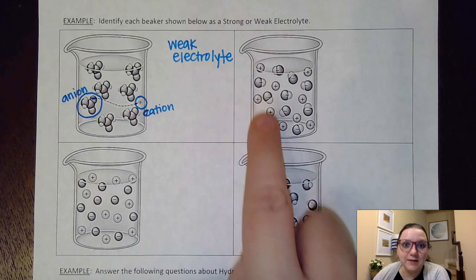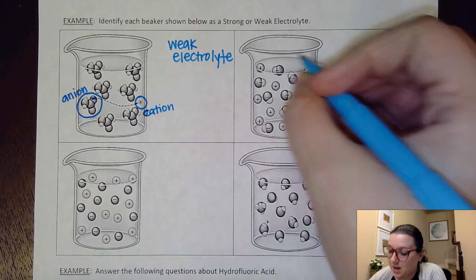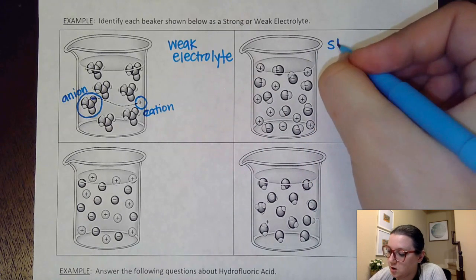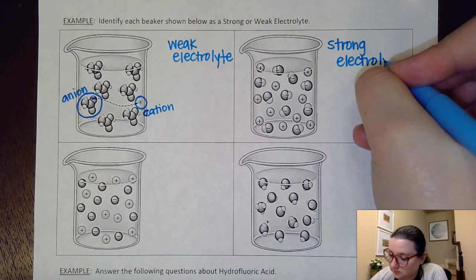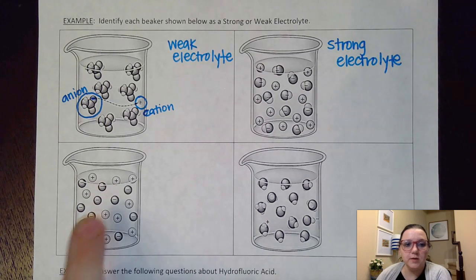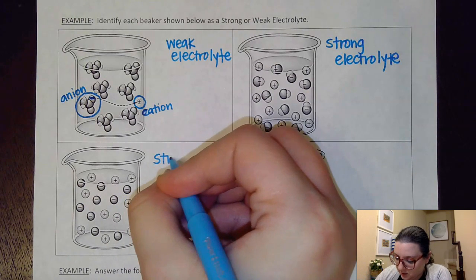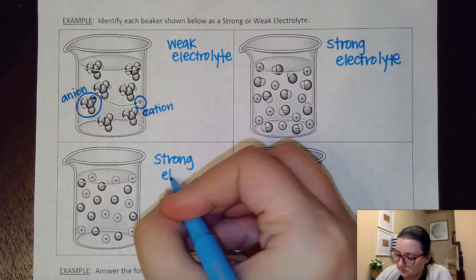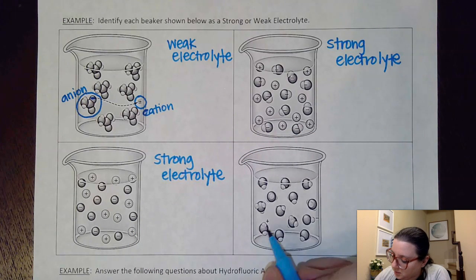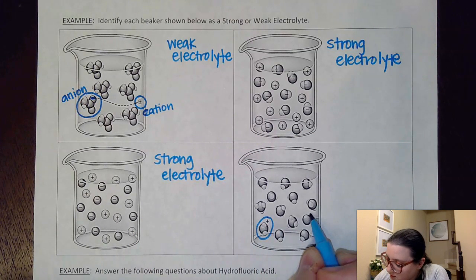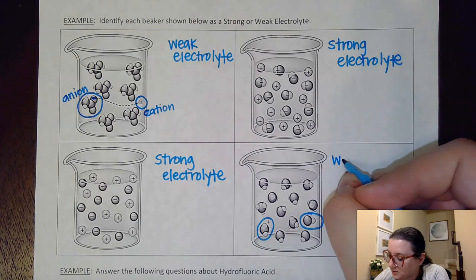This one, I noticed literally everything in that beaker has some sort of charge. So I have lots of ions in here, and this would be a strong electrolyte. Same goes for this one. I have lots of positives, lots of negatives. Everything has a charge, so I have another strong electrolyte. This one here, this little guy is charged and this little guy is charged, but nothing else is. So this one must be a weak electrolyte.